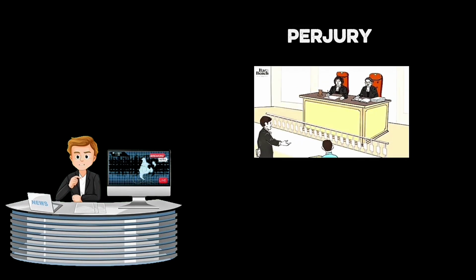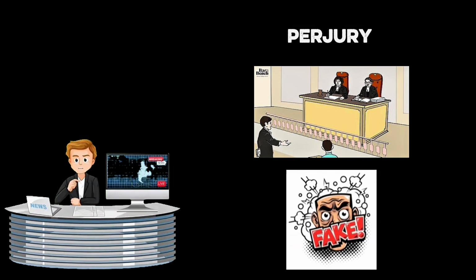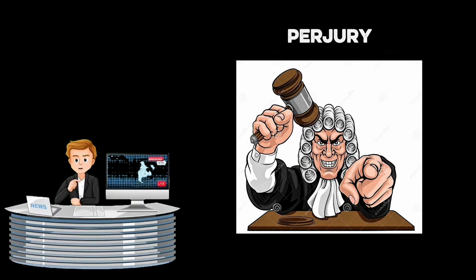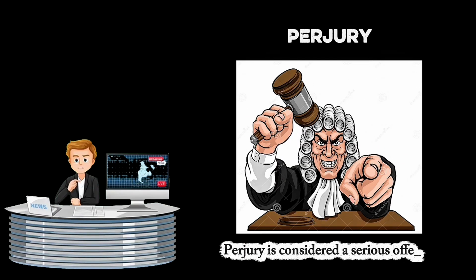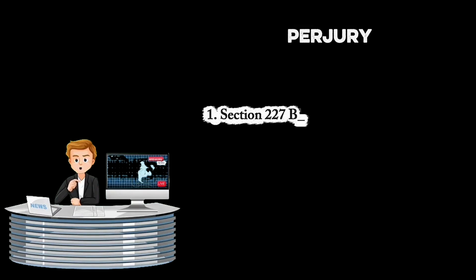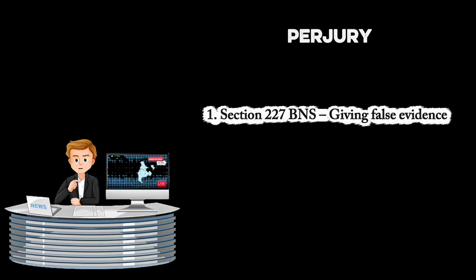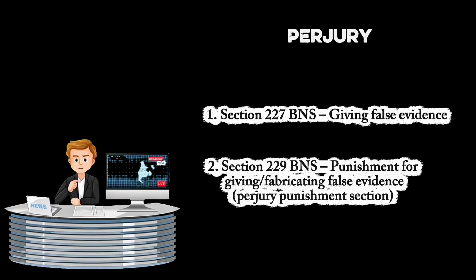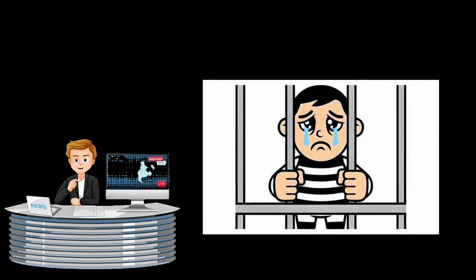For example, if a person knows the truth but deliberately gives false information to mislead the judge, that person commits perjury. Since the justice system depends on truthful evidence, perjury is considered a serious offense. Under Indian law, BNS Section 227 defines false evidence, while BNS Section 229 prescribes punishment for giving false evidence. The punishment may extend up to 7 years of imprisonment along with a fine.